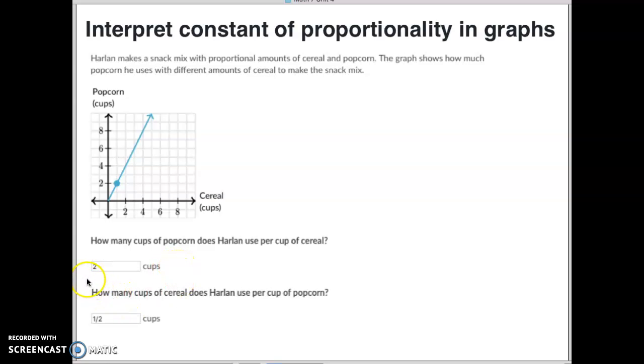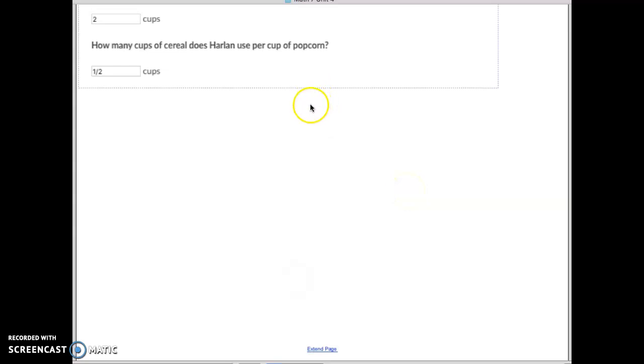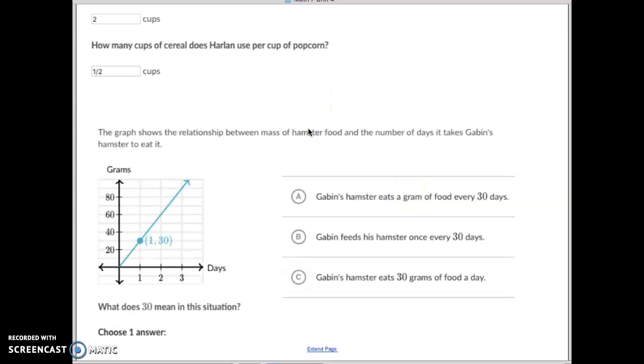Then they asked it the opposite way. How many cups of cereal does he use per popcorn? So again, per means to divide. So how much cereal divided by popcorn? Well, he uses 1 cup of cereal divided by the 2 cups of popcorn. So 1 divided by 2. All right, is there any more on this one? I think there is. Let's see here. We got it somewhere in here. There it is. I knew I had one more in here for you.